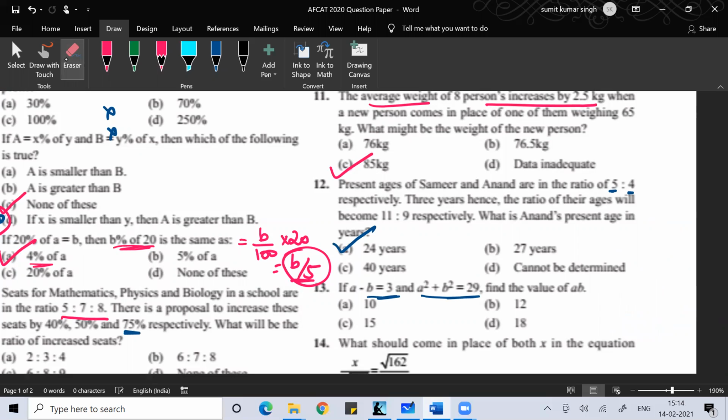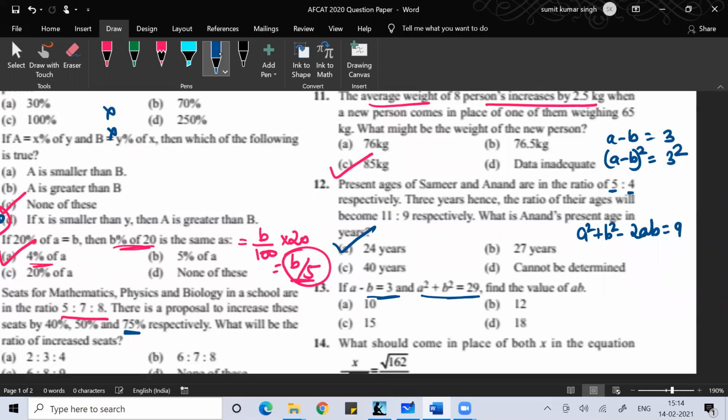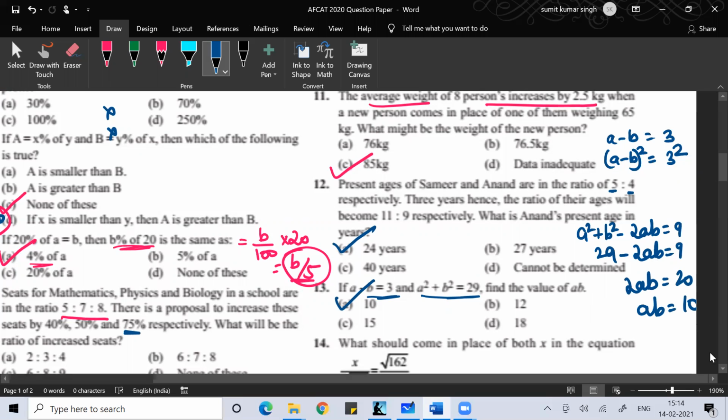So a minus b is 3. So if you do squaring both sides, a minus b whole square is 3 square. So you can write a square plus b square minus 2ab is equal to 9, and a square plus b square is 29, so 29 minus 2ab equal to 9. So 2ab is equal to 20. So ab equal to 10. Very simple.